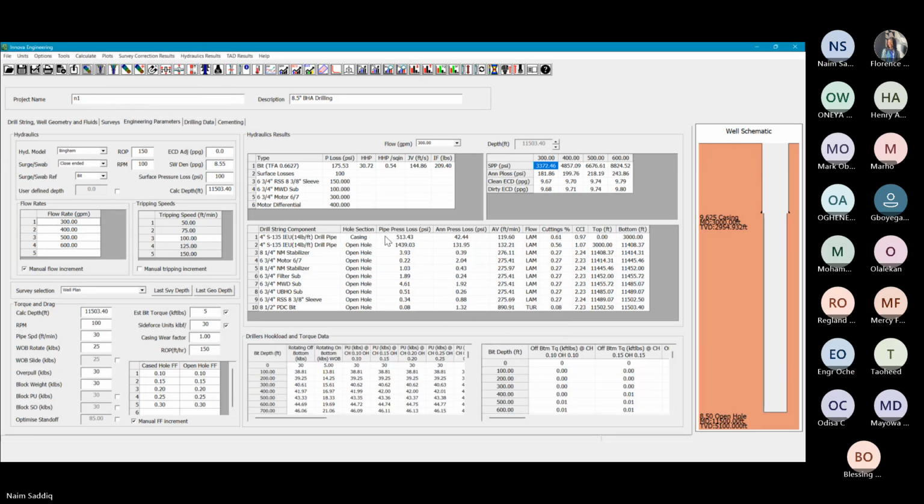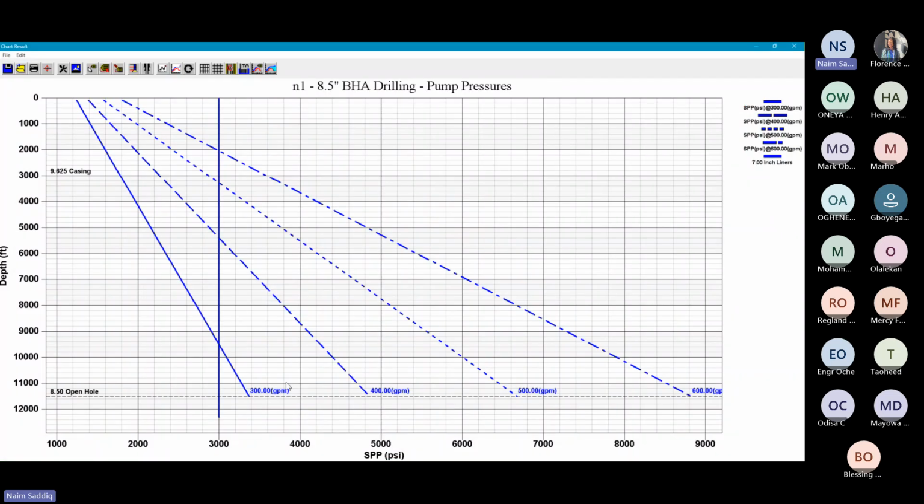Okay. So now you can check on it to see how the standpipe pressure would be like for 300. You can see it's not good because it's crossing the limit. This blue line is a limit. So maybe it's not good because when you come to this drilling depth, the 300 GPM will cross the limit of 3000 PSI.